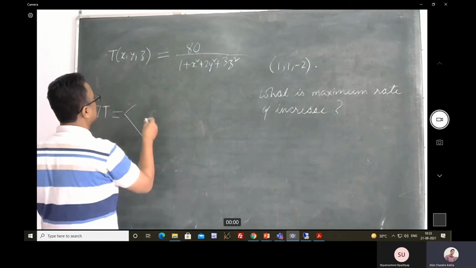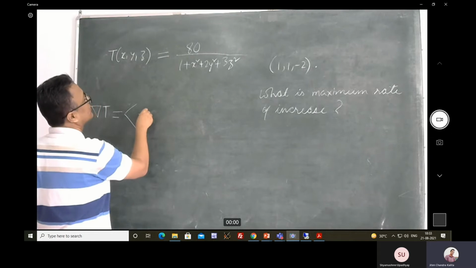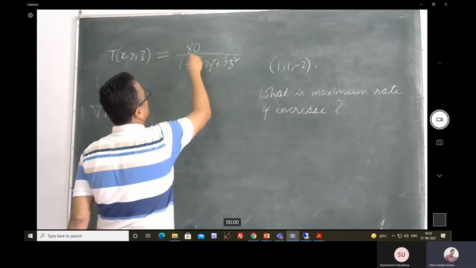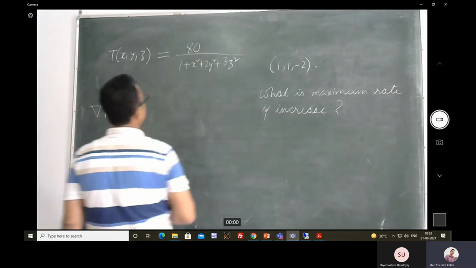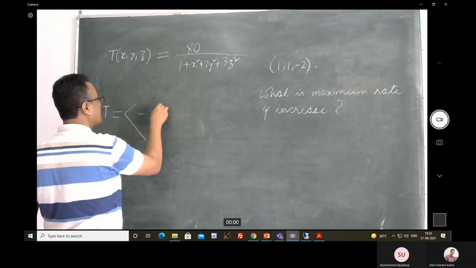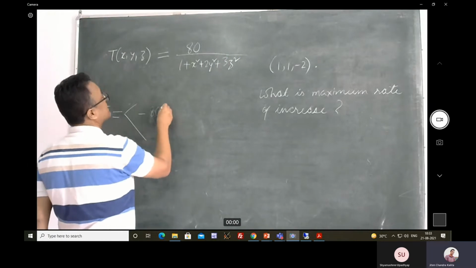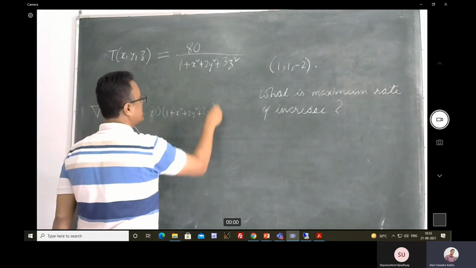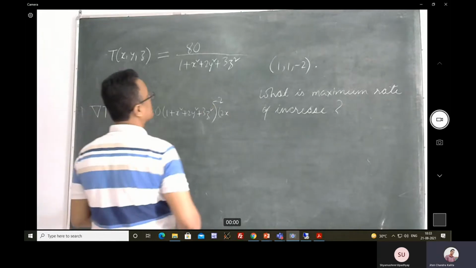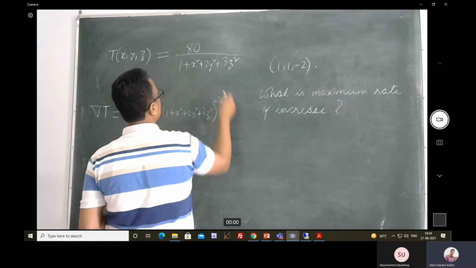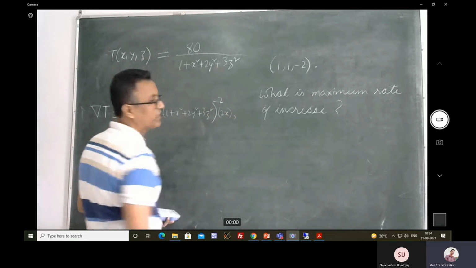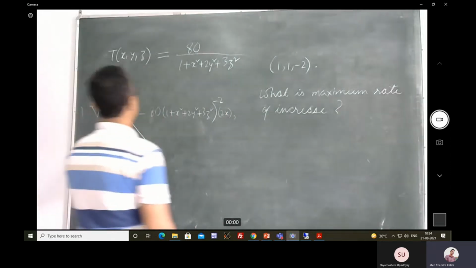This is going to be minus, with the denominator to the power minus 1, so then it is going to be minus 8 times 2x, and the denominator is the whole thing to the power 2. Similarly, the second component, instead of 2x, you are going to have 4y. Third component, you are going to have 6z.